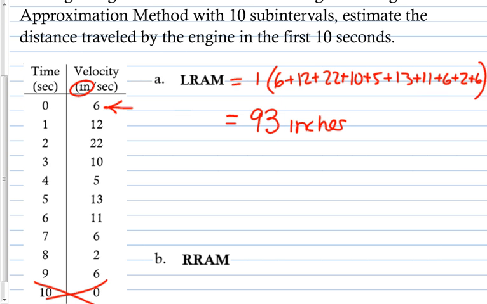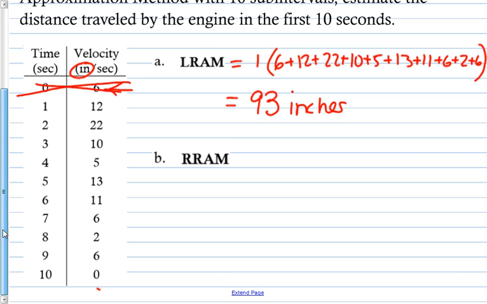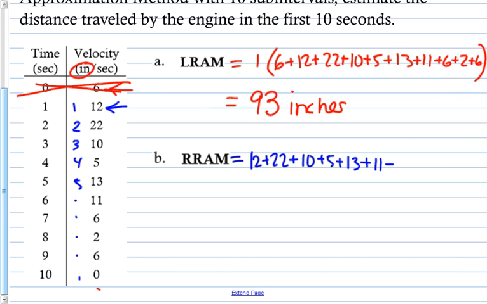All right, RRAM. Same idea. But this time, since I'm going to use the point on the right, I am not going to use the first one, but I will use the last one. So the width is still 1. And then this is the height of my first rectangle. And of course, 1, 2, 3, 4, 5, 6, 7, 8, 9, 10. I do have 10 heights. So what is the last one? 0. So add those babies up. 12 plus 22 plus 10 plus 5 plus 13 plus 11 plus 6 plus 2 plus 6 plus 0. And I get 87.